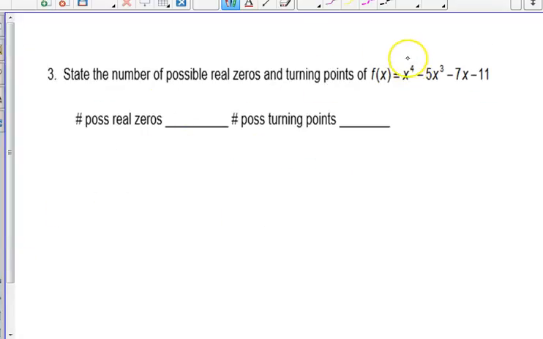Number 3, the degree, the highest exponent is 4, so there are 4 possible real zeros. Don't graph it. I don't want to know how many there really are. I want possible. And turning points is degree minus 1, so it's 3. That's it. Move on.